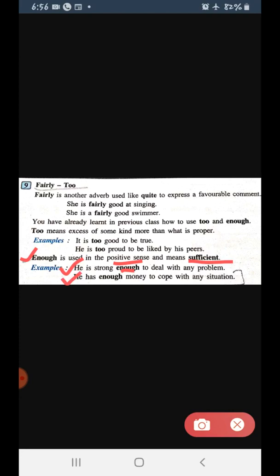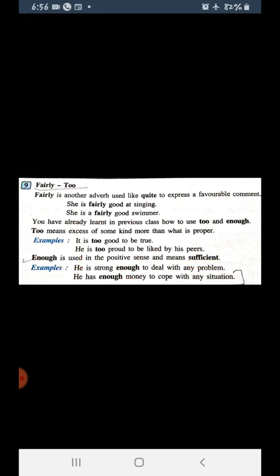Number 2, he has enough money to cope with any situation. That means no matter however the situation comes in his life, he is rich enough. He has enough money to cope. Cope means to deal with any situation. So I hope fairly and too is also clear to you. Okay, next.